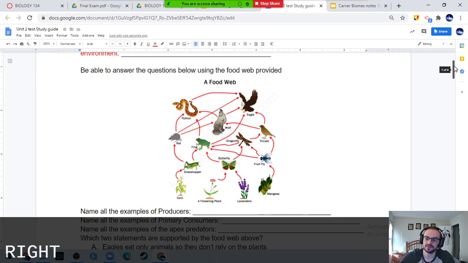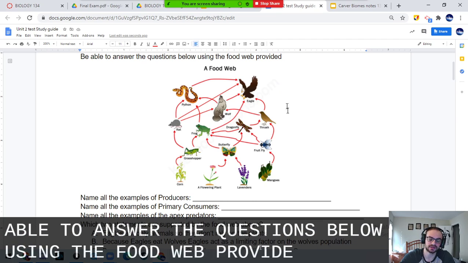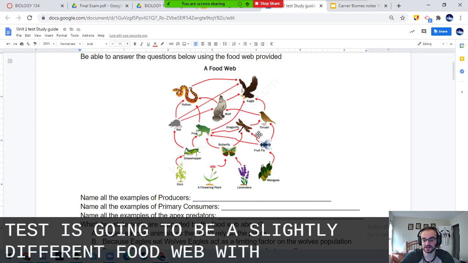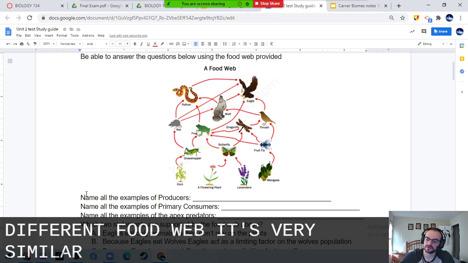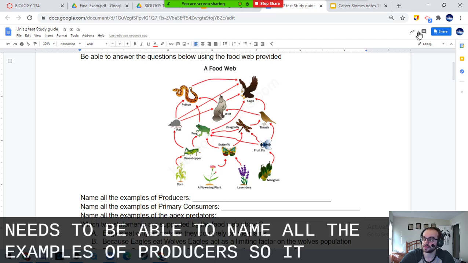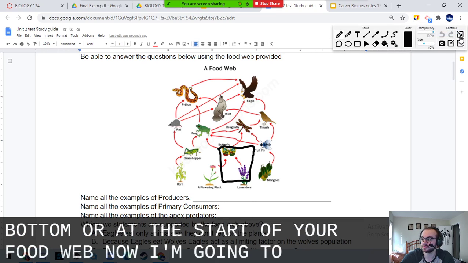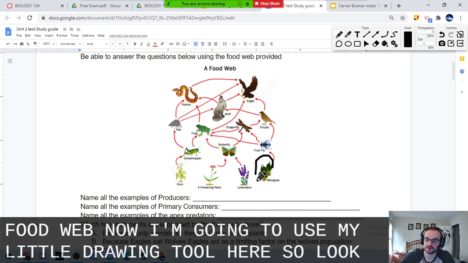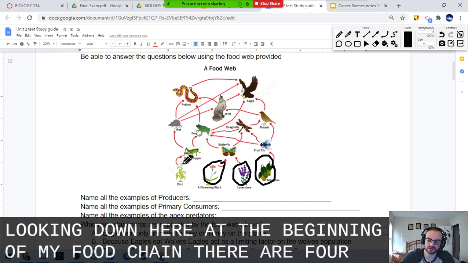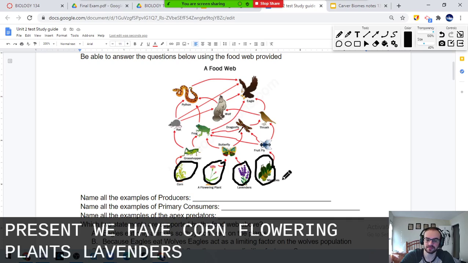Right. Next part is you need to be able to answer the questions below using the food web provided. This food web on your test is going to be slightly different, but very similar. The first question is you need to be able to name all the examples of producers. The producers are always going to be at the bottom or at the start of your food web. Now I'm going to use my little drawing tool here. Looking down here, at the beginning of my food chain, there are 4 different organisms present. We have corn, flowering plants, lavenders, and mangoes.